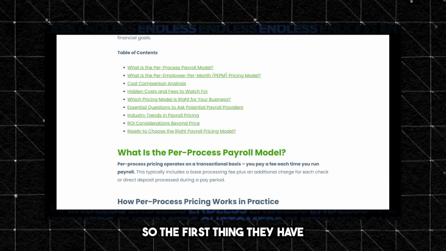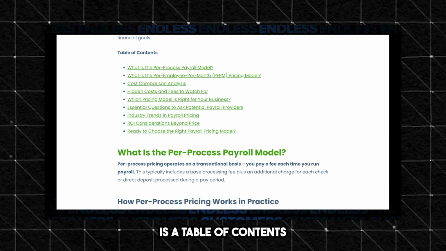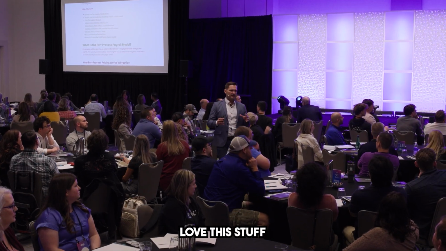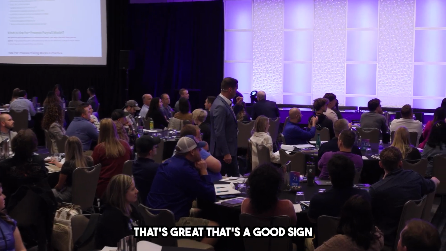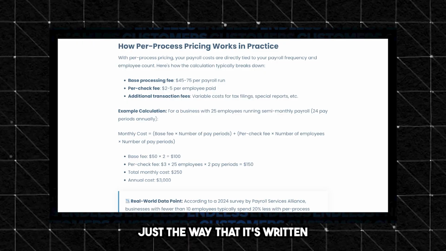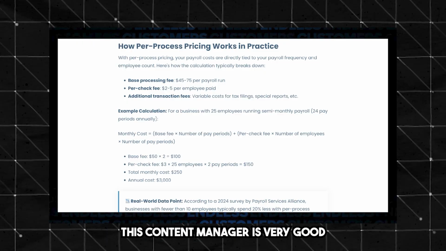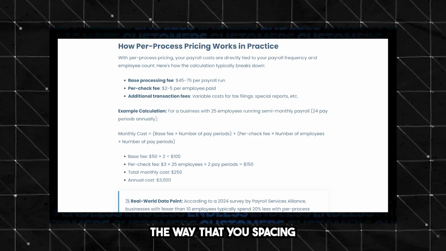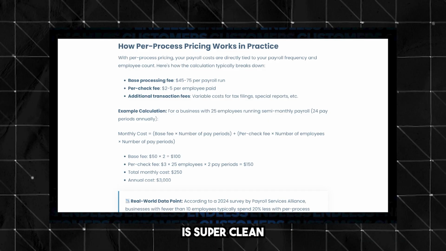So the first thing they have for this article is a table of contents, which by the way is awesome for search, and all the little bots love this stuff. That's great. That's a good sign. Then we start to see the content. By the way, if you look at this content, just the way that it's written, I can tell that this content manager is very good because of the way they use bullet points, the way they use spacing, everything about it is super clean, really nice.